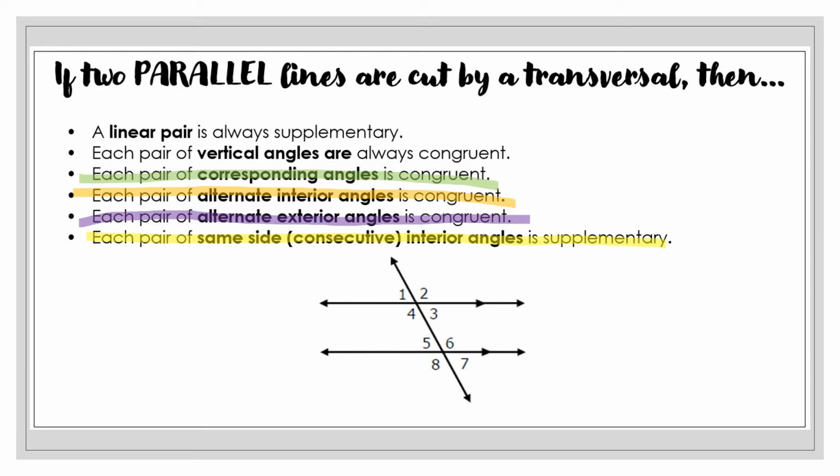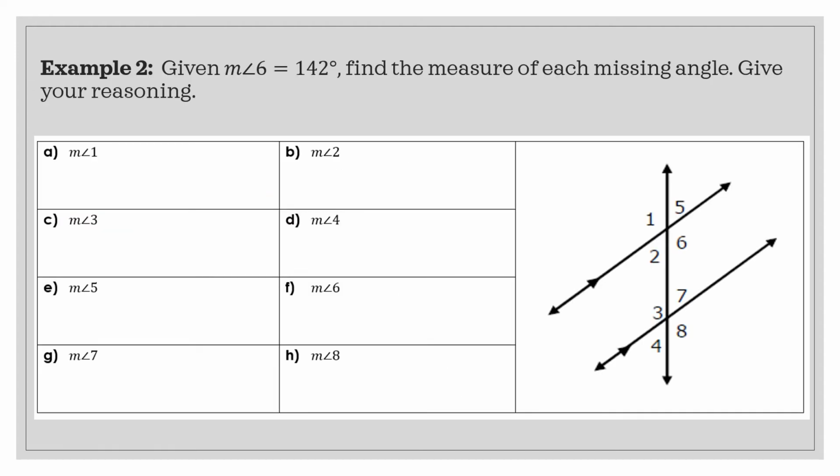So we're just going to finish up with a few examples with those, and then we will be done. All right, so in example 2, it says, given the measure of angle 6 is 142. So let's find angle 6. Let's label it 142. Find the measures of each missing angle, give your reasoning.